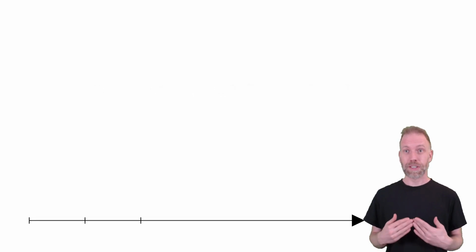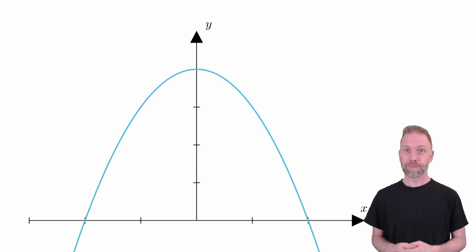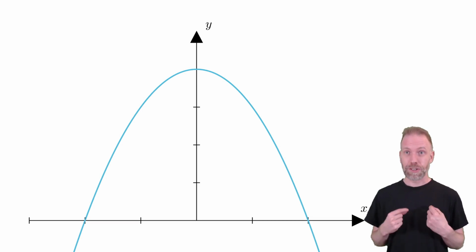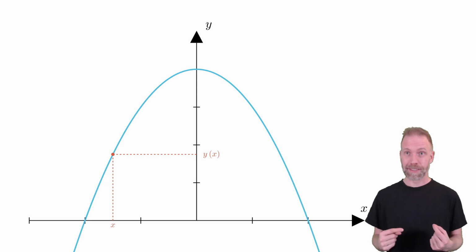Let us start with what the derivative is. Start by drawing a curve. The short answer is that the derivative is the slope of this curve, but let's do it more mathematically strict. Start by selecting one point x on the curve. The curve will have value y of x at this point.